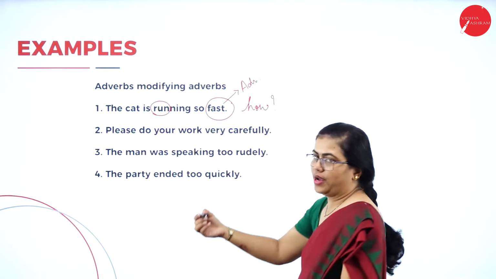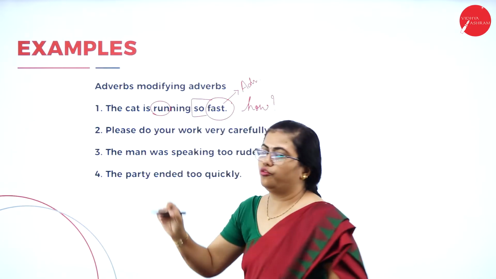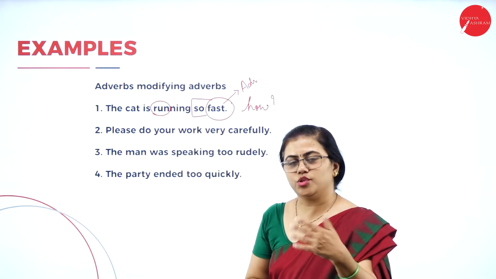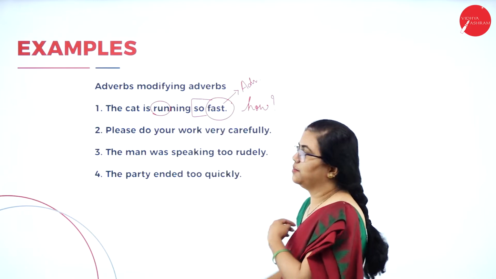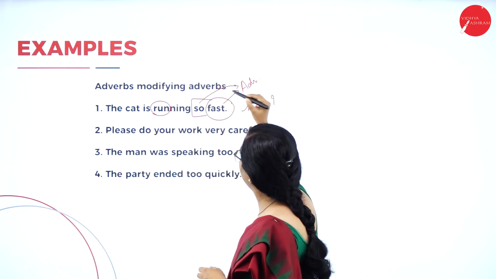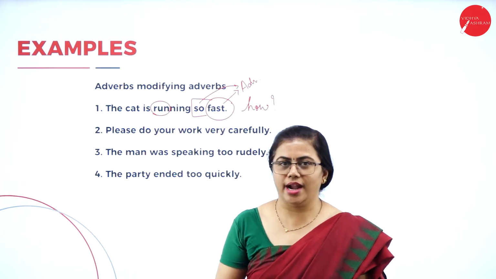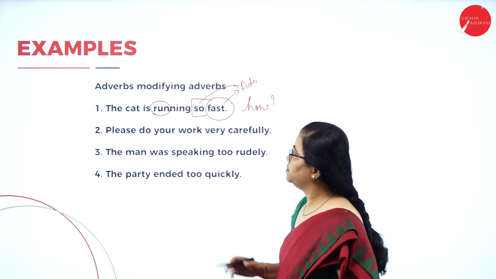How fast is it running? It is running so fast. You can also say very fast. That's fine. But in this sentence I'm talking about, it is running so fast. So this again becomes an adverb, an adverb which is modifying another adverb.